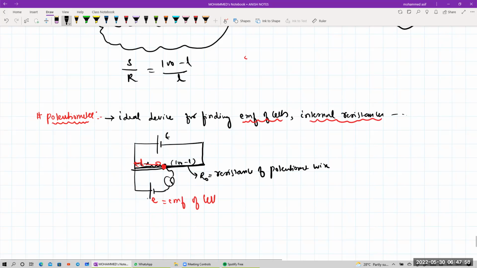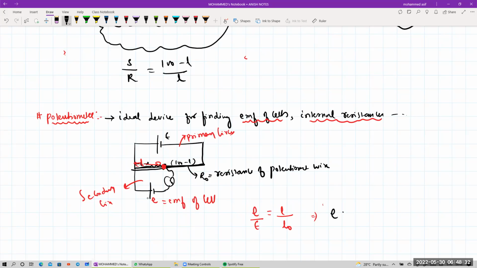So when writing EMF, look here: EMF of the cell. Capital E is your actual EMF, beta. This is known as your primary circuit, and this one is known as your secondary circuit. So primary circuit EMF is capital E, secondary circuit EMF is small e. So to calculate small e you will use the formula e by E is equal to L divided by L naught. That means the EMF of the unknown cell will be equal to E into L divided by L naught.